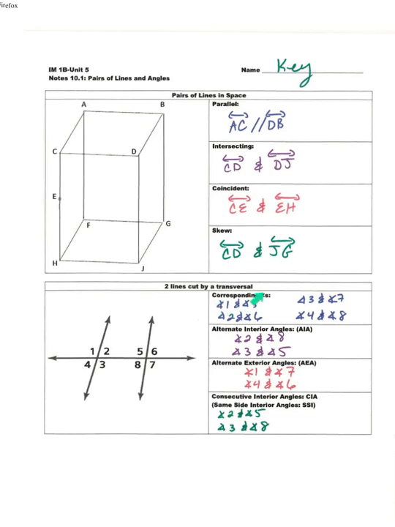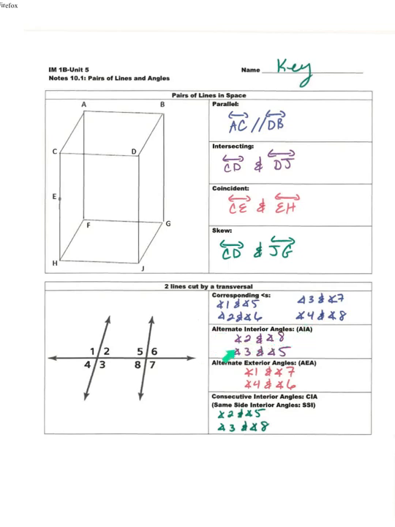Depending on where the angles are, they have different relationships to each other. So the first type is called corresponding. It means they're in the exact same position in these 4 and in these 4. So like upper left. So 1 and 5 are corresponding. Upper right. 2 and 6 are corresponding. Lower right. 3 and 7 are corresponding. Lower left. 4 and 8 are corresponding.